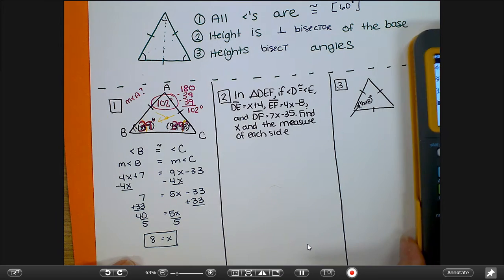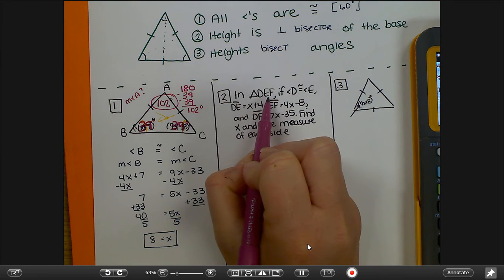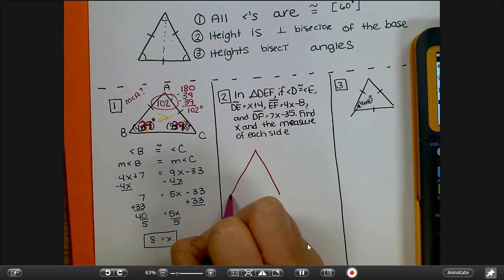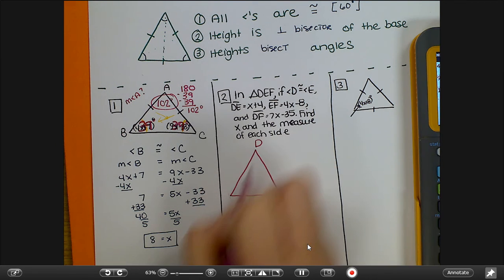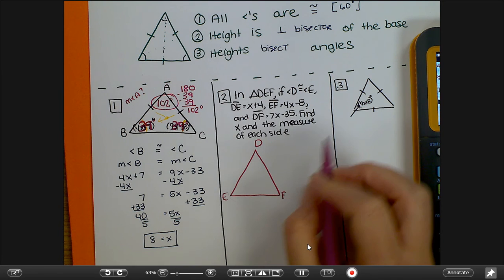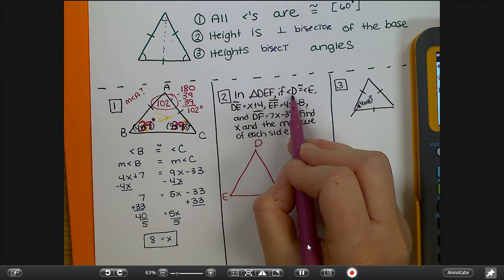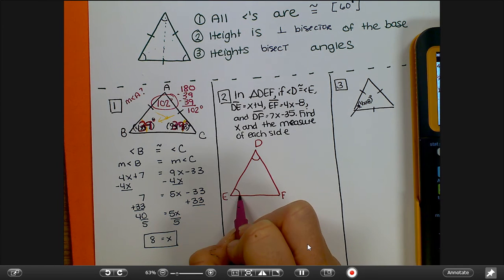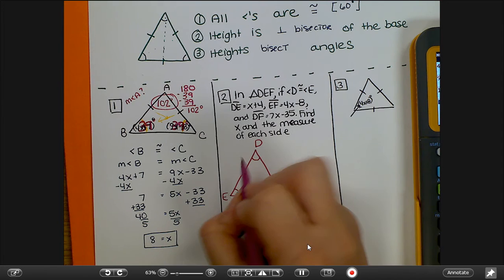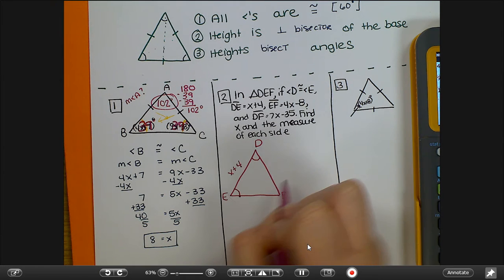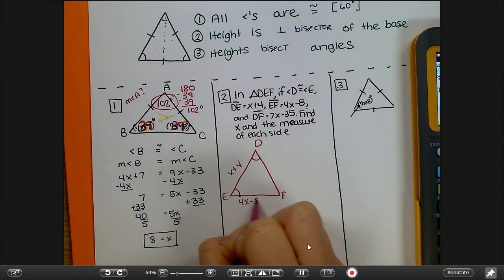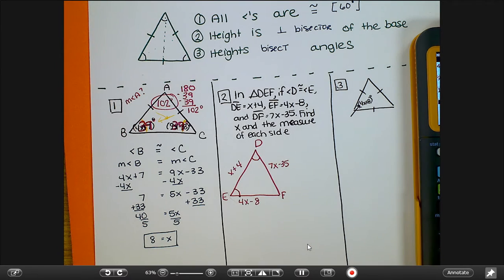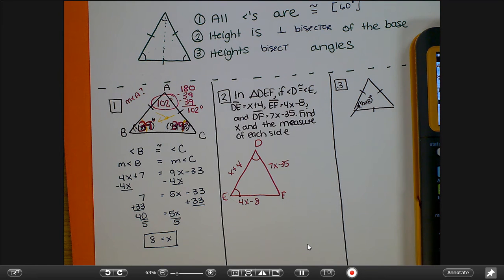Let's look at the next problem. In triangle DEF, well, we don't have one, so we're going to draw one. If the angle D is congruent to angle E, DE equals x plus 4, EF is 4x minus 8, and DF is 7x minus 35. Find the measure of each side.